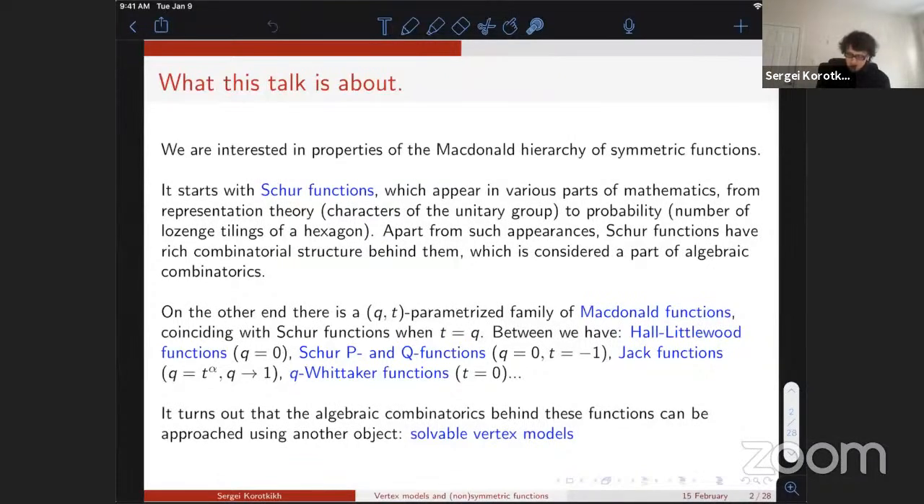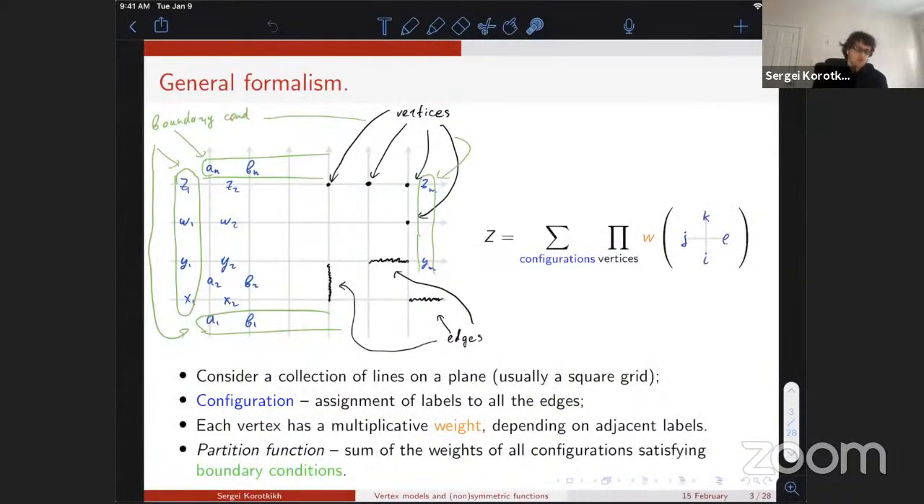So let me start by explaining the language of vertex models I will be using for the whole talk. Generally, I will consider some collections of lines, which on this slide I have drawn in gray. And usually these lines will be forming a square grid in all applications I will be using my vertex models. On intersections of these lines, I have vertices. And between these vertices, I have edges. Then a configuration of a model is an assignment of labels to all the edges. So here they're drawn in some blue color. And well, these labels will be from different sets in my applications, but usually this will be some integers.